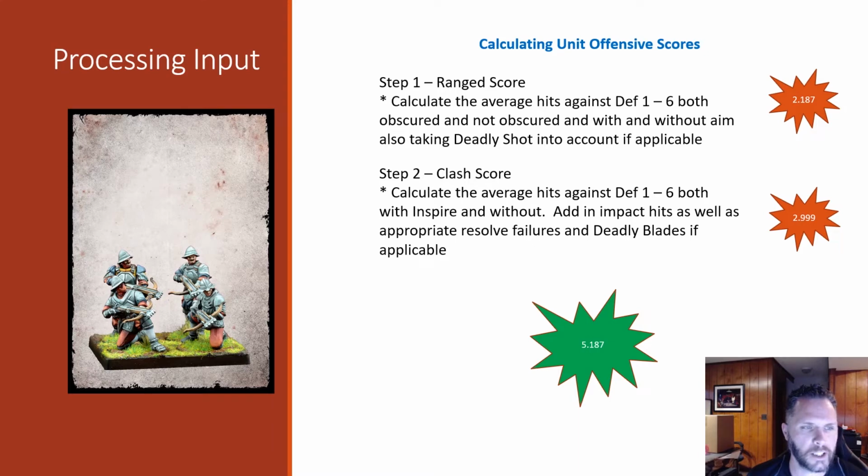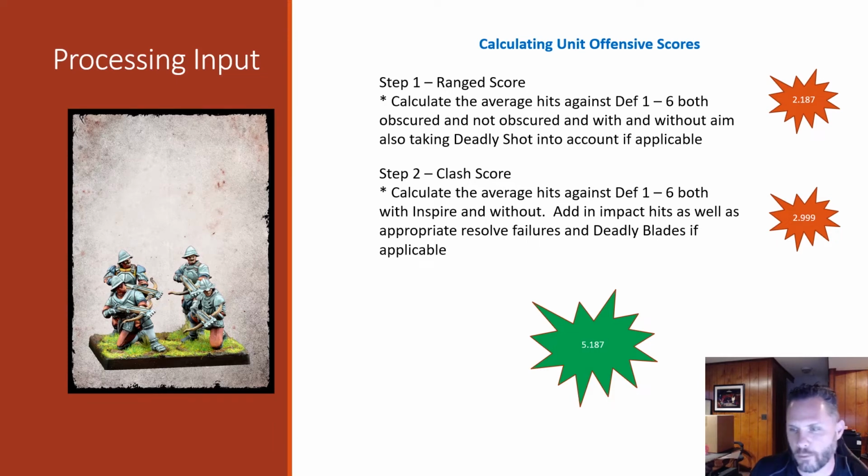All right, so calculating offensive scores. Starting off with the output, the input, offense is the damage that the unit can do. And we know that there are two different basic types of damage that a unit can inflict at its base. And there are other special rules like Aura of Death, etc., that can contribute to casualties here as well. So we have range attacks and we have clash attacks. So what I want to do is get the probability of all of the range attacks with and without aim, with and without obscuration against defense 1 through 6, also taking deadly shot into consideration, and that's going to give me an average score.